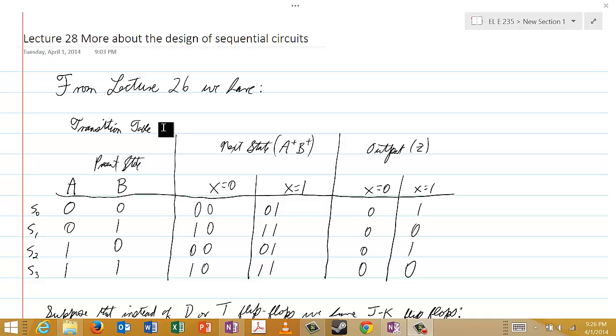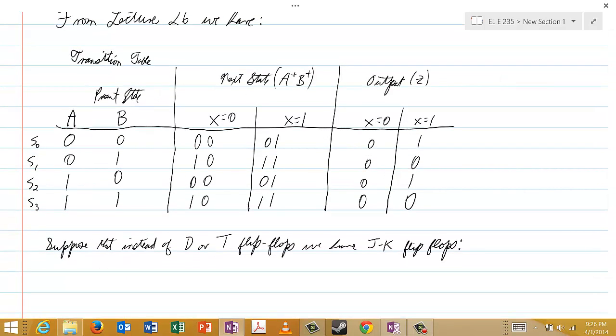From that description, you will recall that we came up with a state graph. And then from the state graph, we came up with a state table. And then from the state table, we came up with a transition table. Once we had the transition table, our next goal was to find the excitation table. But of course, in order to get the excitation table, we needed to know what kind of flip-flops were being used. And as I mentioned already, we have considered previously the use of D and T flip-flops. So now we'll see how to get the excitation table when we're using JK flip-flops.